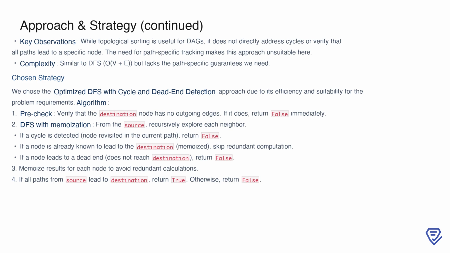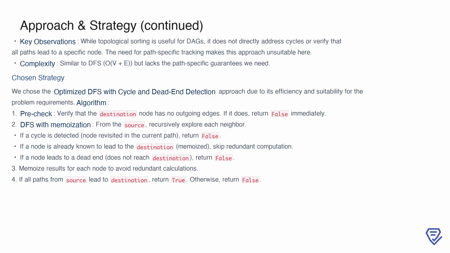Considering the problem's constraints and goals, we selected the optimized DFS approach with cycle and dead-end detection. The algorithm begins with a precheck to confirm that the destination node has no outgoing edges. If it does, we can immediately return false. From there, we use a recursive DFS with memoization to explore the graph.